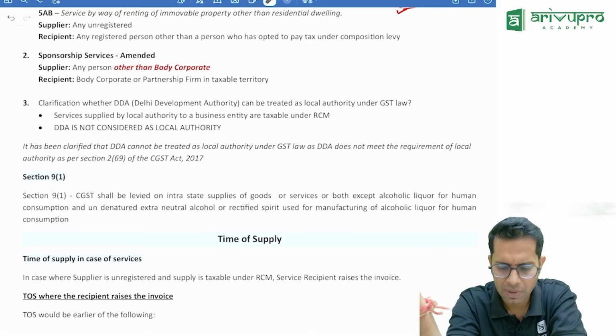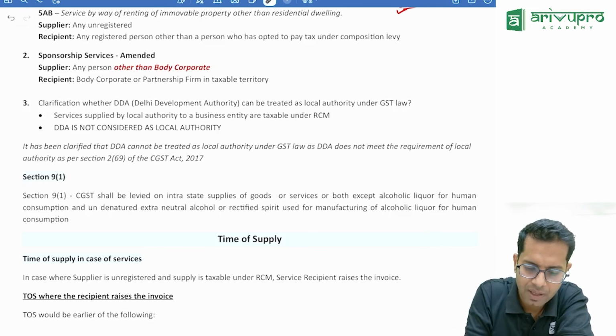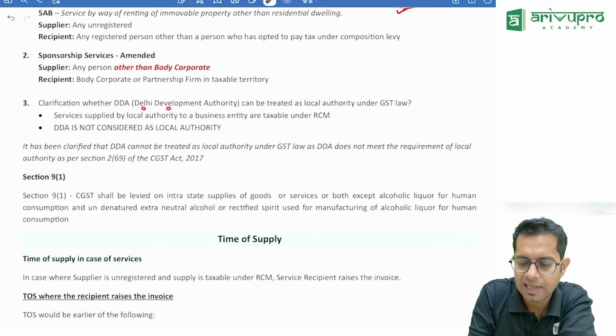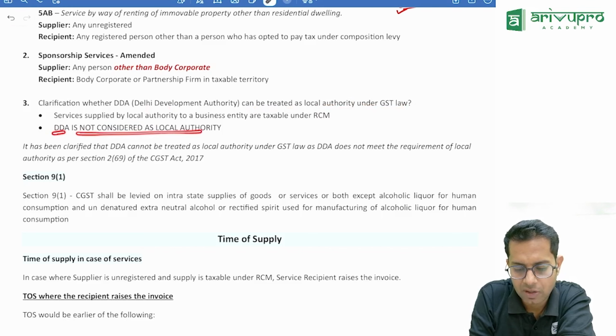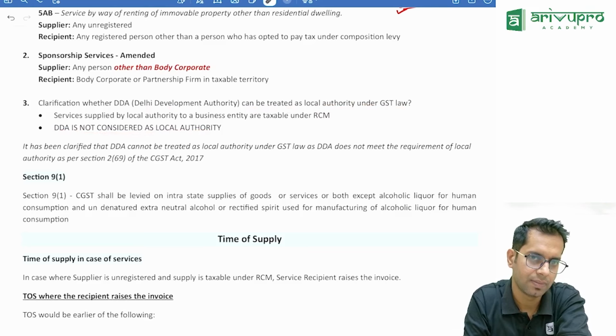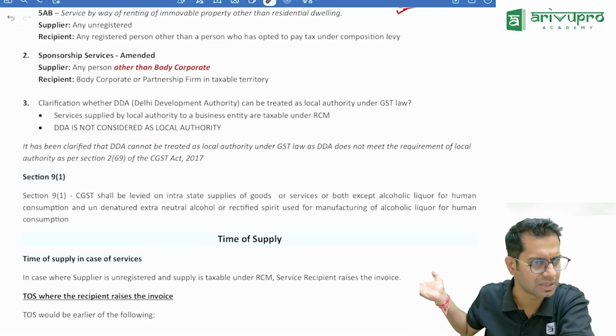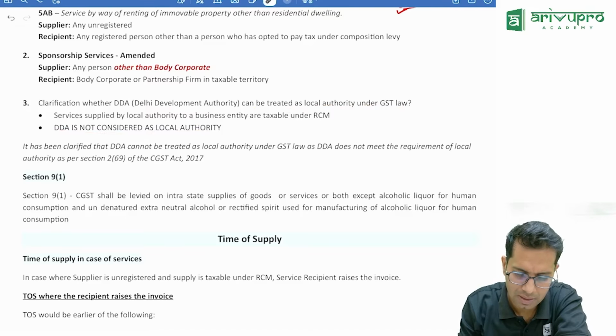Lawmaker says no, BBMP is not a local authority. Clarification whether Delhi Development Authority can be treated as local authority under GST law. Delhi Development Authority is not a local authority. Okay, because they are doing business. They are doing business.